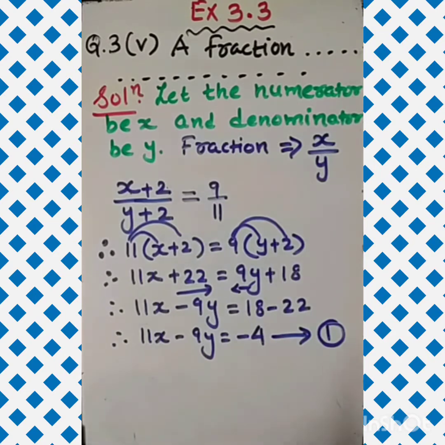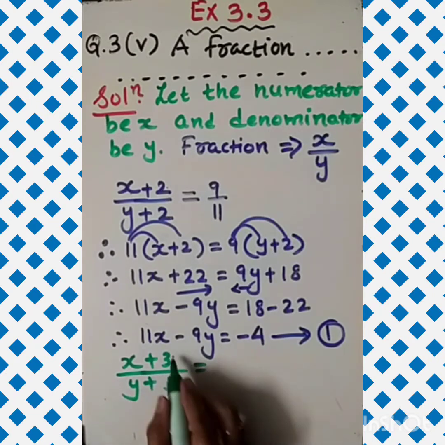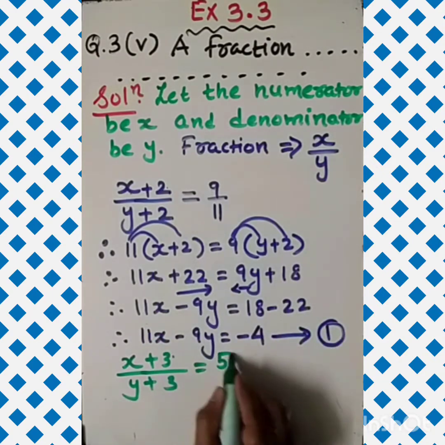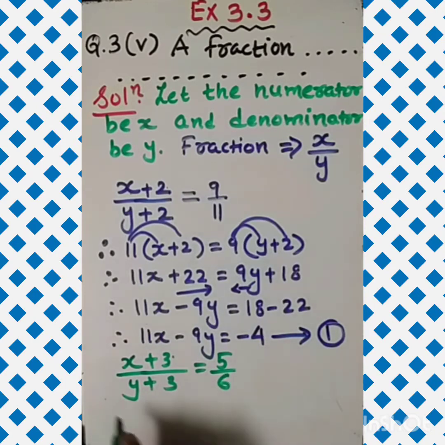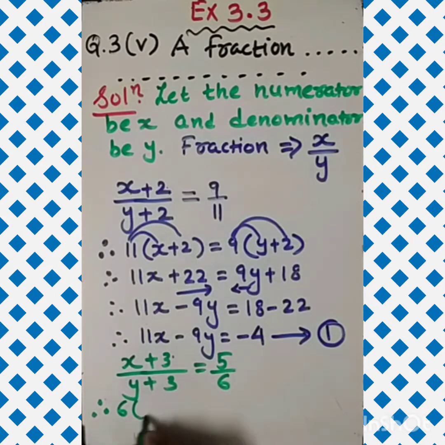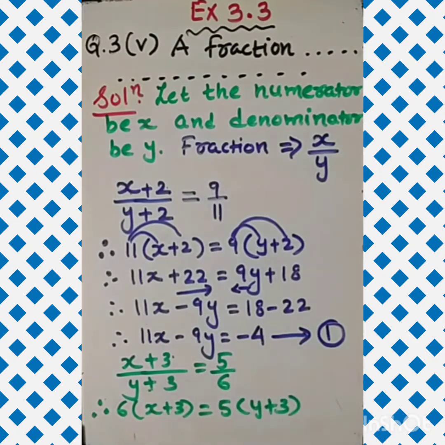Now let's work out the third line. What we are given? If 3 is added to both, it means x and y is a fraction, and this time we are adding 3 in both, in the numerator and in the denominator. Then the fraction will become 5 by 6. Therefore, cross multiplication, 6 will be multiplied here. So x plus 3, 5 is already here, so y plus 3 is in multiplication. Nothing I did, I have done only cross multiplication.